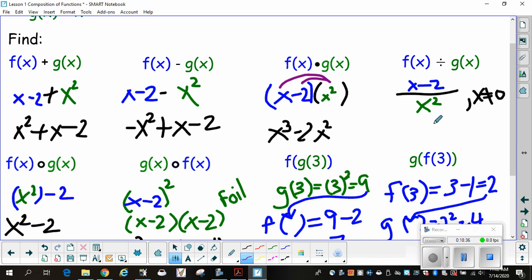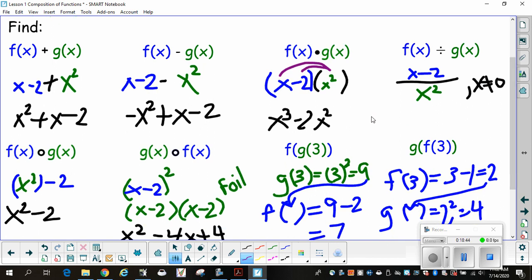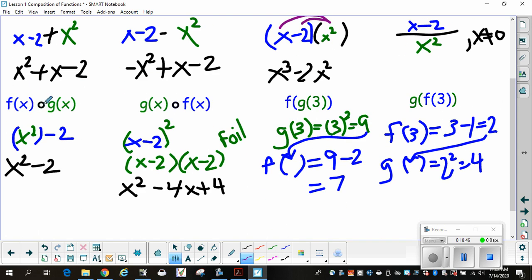No, you can't cancel out those x's because there's not an x in every term in the numerator, but you do have to state your restricted value. X cannot equal 0. Down here, f of g of x, I just wrote out f of x, but every place where there was an x, I just left an open parentheses, and then I simply plugged in g of x. So x squared minus 2.